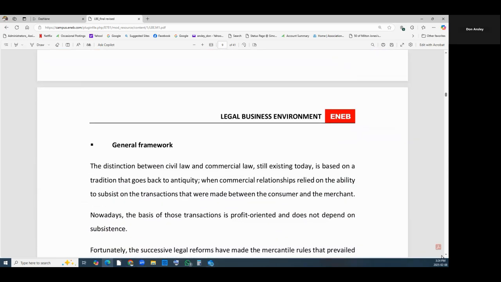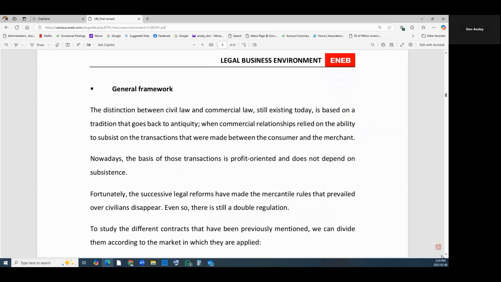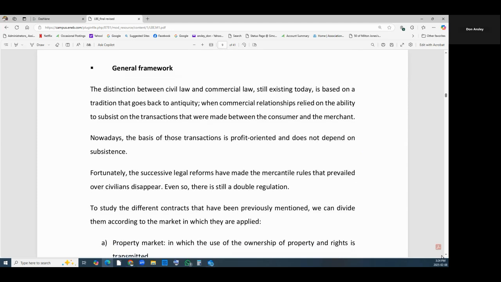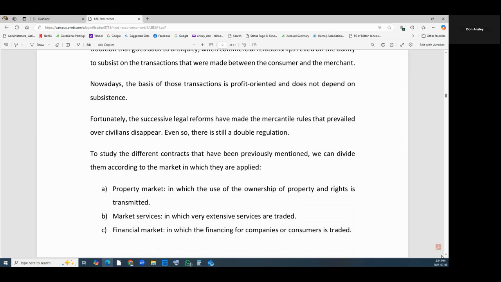A general framework. The distinction between civil law and commercial law still existing today is based on a tradition that goes back to antiquity, when commercial relationships relied on the ability to subsist on the transactions that were made between the consumer and the merchant. Nowadays, the basis of those transactions is profit-oriented and does not depend on subsistence. Fortunately, the successive legal reforms have made the mercantile rules that prevailed over civil ones disappear. Even so, there is still a double regulation.